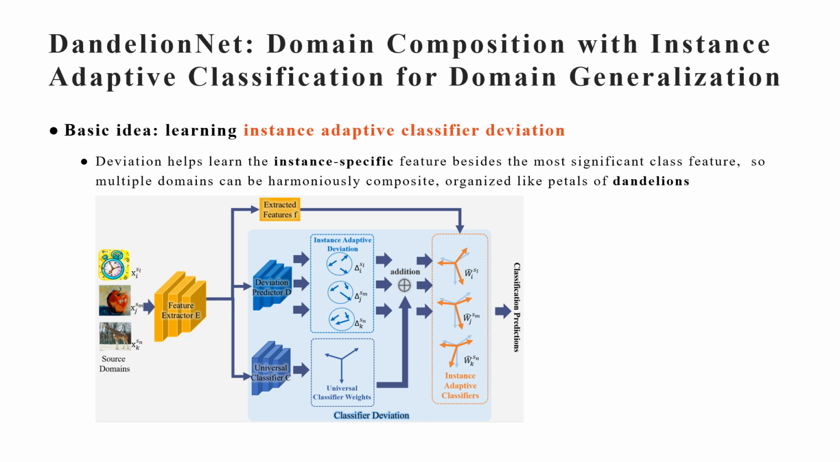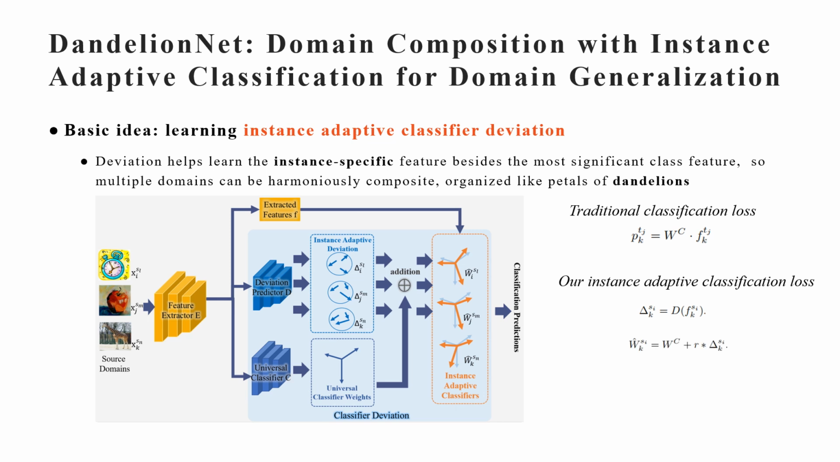Specifically, compared with the traditional classification loss, our training process is to first learn the deviation and then normalize it. Afterwards, the hyperparameter radius is multiplied to the deviated direction vector. Finally, the deviated classifier weight is used for feature matching and classification, which is quite different from previous methods.